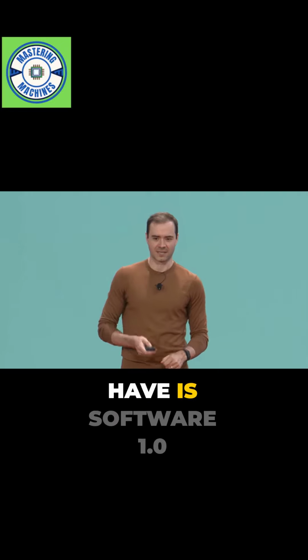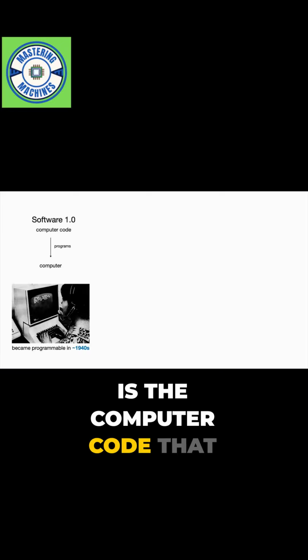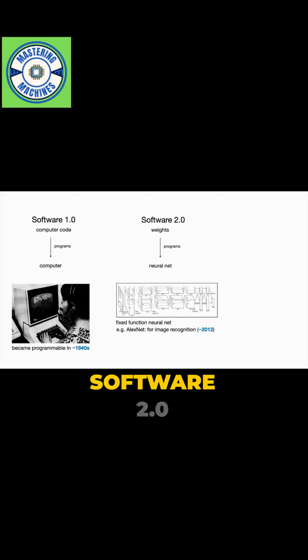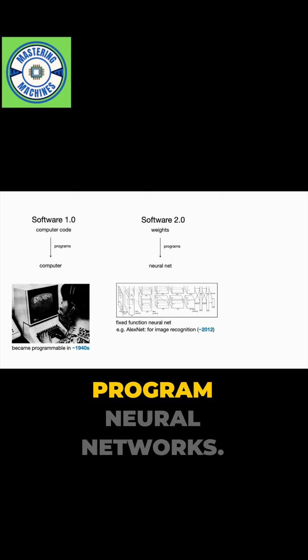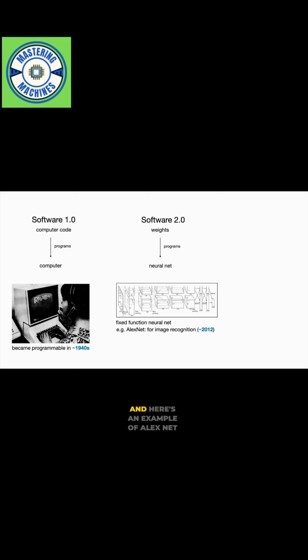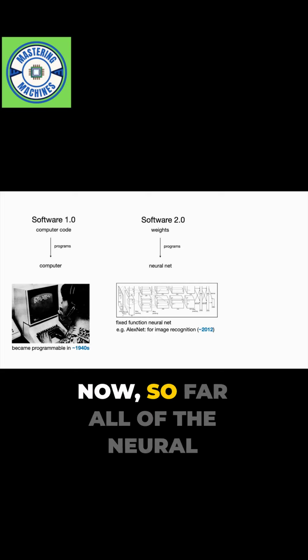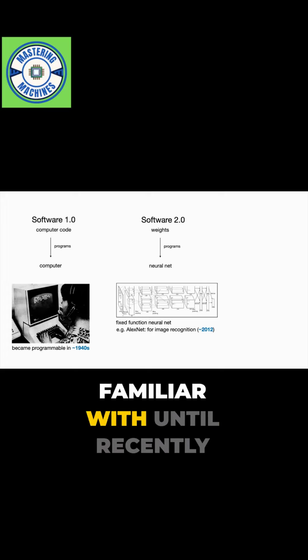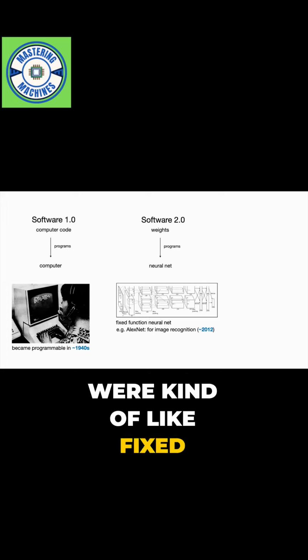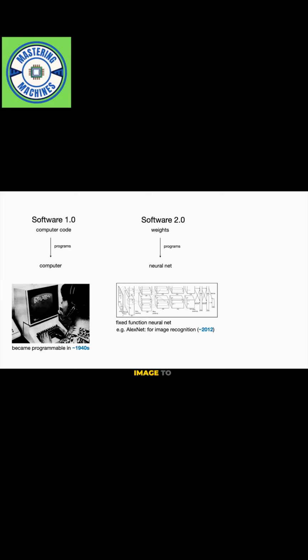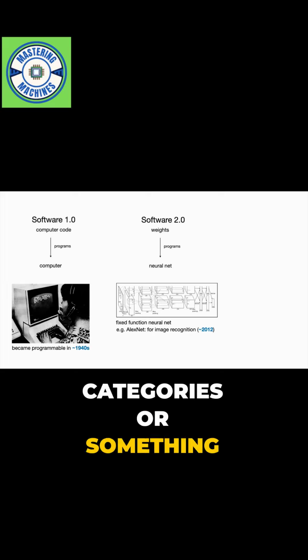So basically what we have is software 1.0 is the computer code that programs a computer. Software 2.0 are the weights which program neural networks. And here's an example of the AlexNet image recognizer neural network. Now, so far, all of the neural networks that we've been familiar with until recently were kind of like fixed function computers, image to categories or something like that.